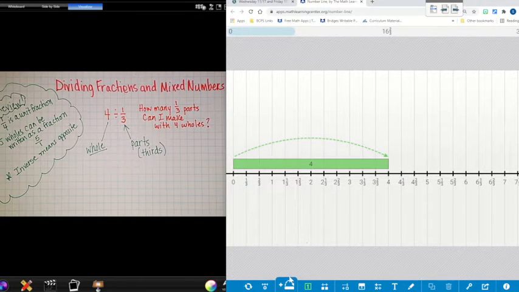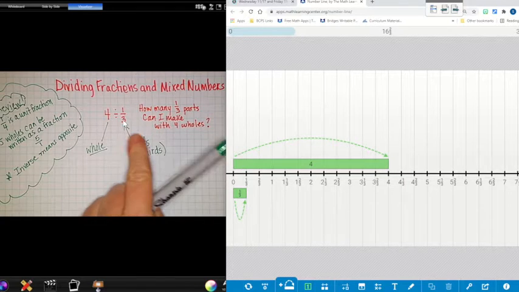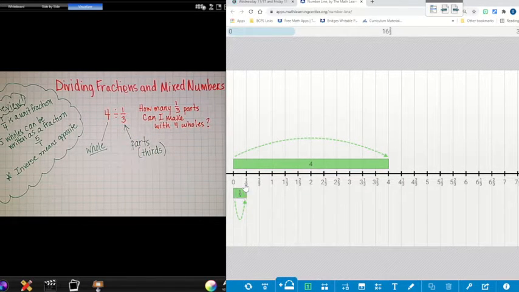Well, I'm going to come down here to the hopper tool again, and I'm going to create a 1/3 piece. That's a 1/3 piece, very tiny. So I'm asking that question, how many 1/3 can I make with 4 wholes? How many 1/3 will fit into that 4 whole part? Now, the beautiful thing about the fraction app learning tool is that there's this duplicate button down here at the very bottom by the trash can. You can duplicate your piece, and it'll make the exact same fraction over and over.